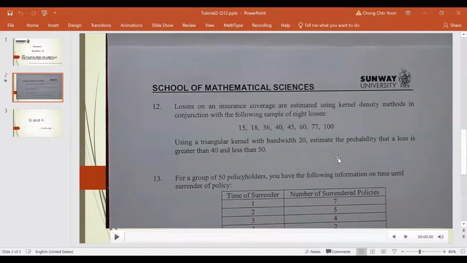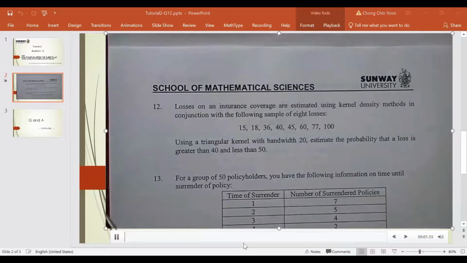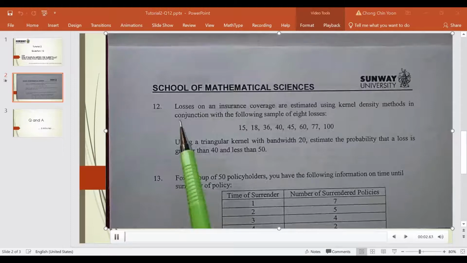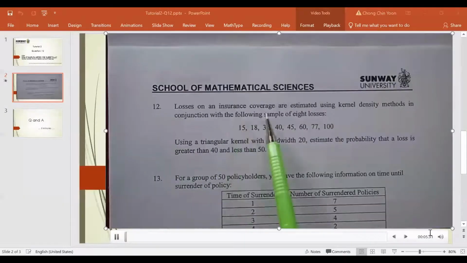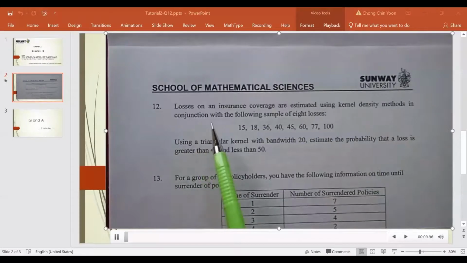So that tomorrow we only cover 3 questions during the tutorial. So here, this is question number 12. Losses on an insurance coverage are estimated using kernel density methods in conjunction with the following sample of 8 losses. That is this data from 15 to 100.